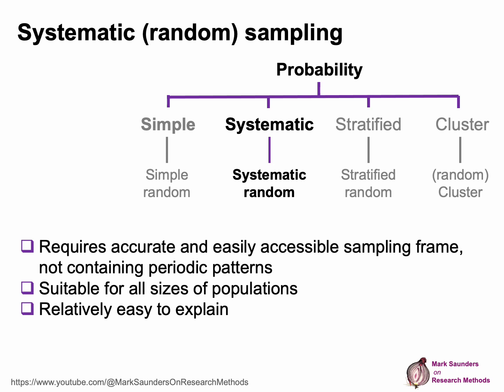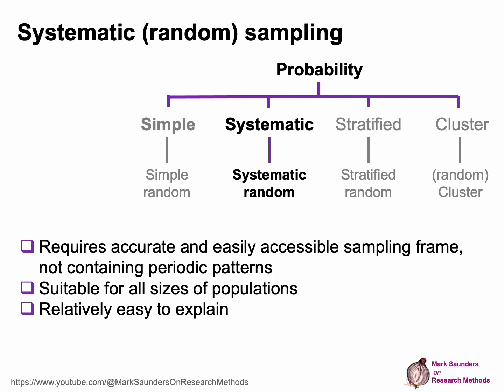We're now going to look at systematic random sampling. Systematic sampling requires an accurate and easily accessible sampling frame, but this time our sampling frame must not contain periodic patterns. So let's say we were looking at people who had joint bank accounts. Now, banks still normally list the people who have joint bank accounts in order of male and female, or if it's two of the same gender, male, male, female, female.